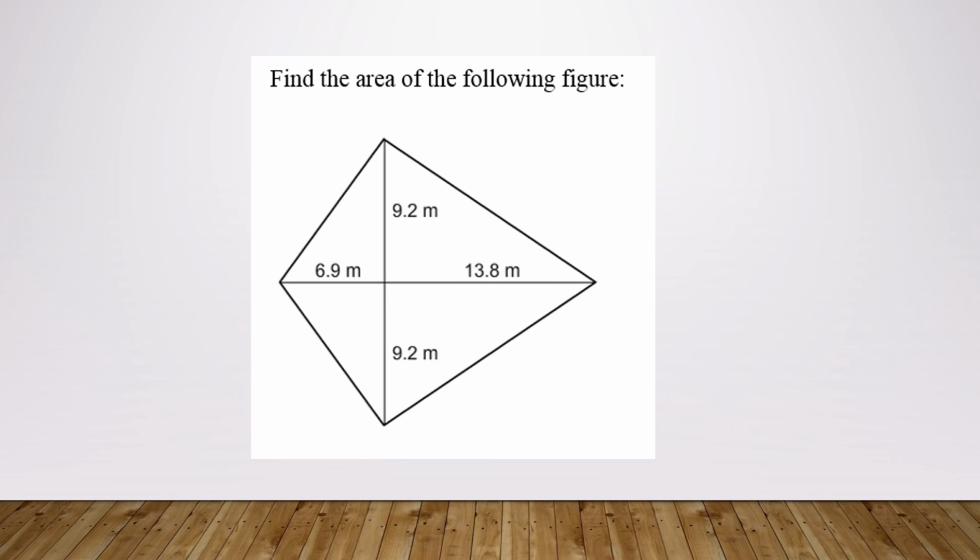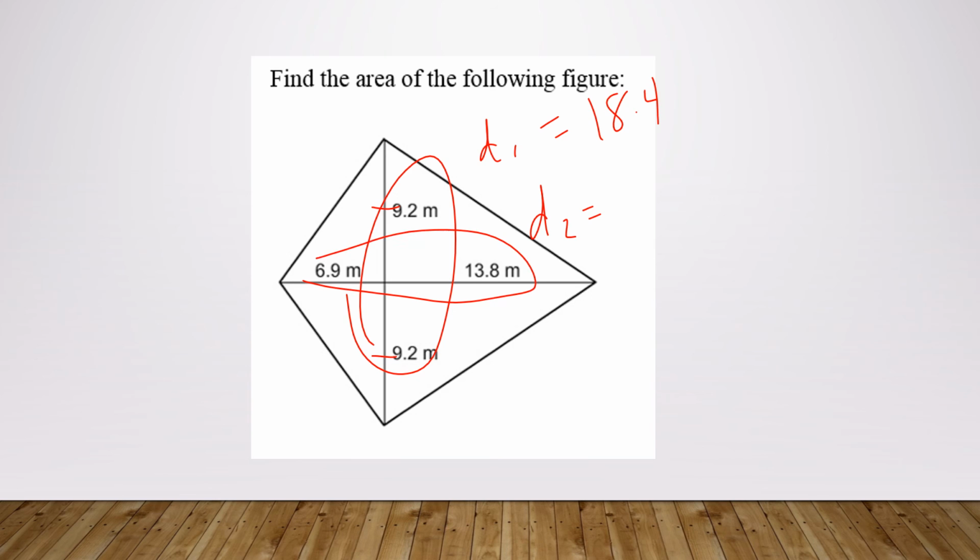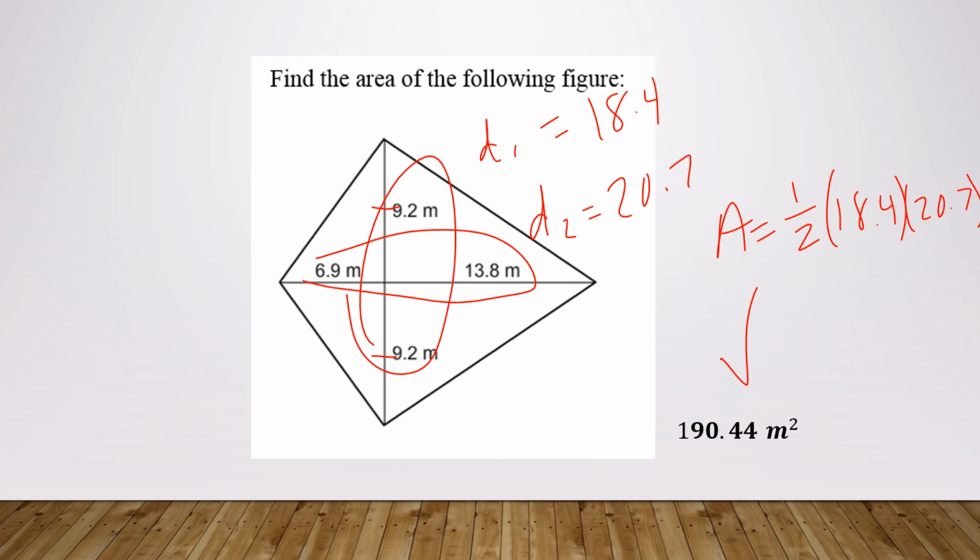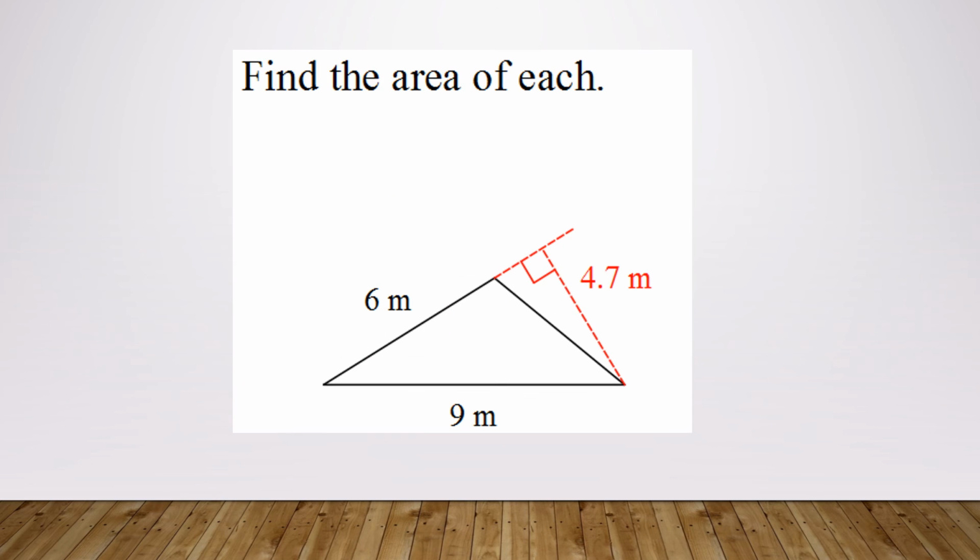Number 11 is a kite. You know it's a kite because it has two pieces that are congruent. The other two pieces are not congruent. We need to figure out the diagonals first. Diagonal 1, I did these two, which is 18.4. Diagonal 2, I did the other two, which was 20.7. You're going to plug it in. A equals 1/2 diagonal 1 times diagonal 2. And you get 190.44 meters squared.